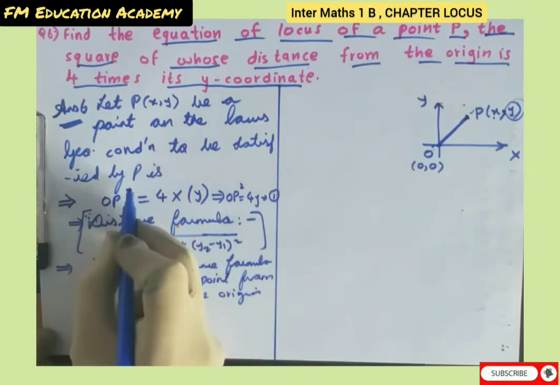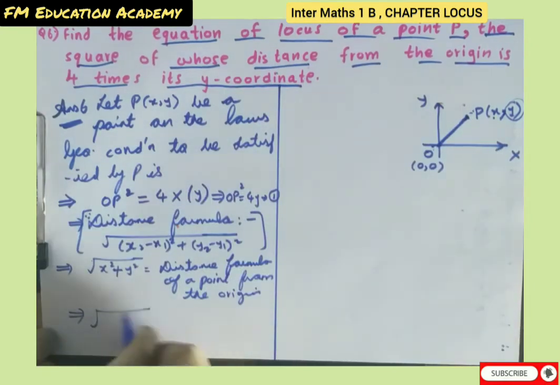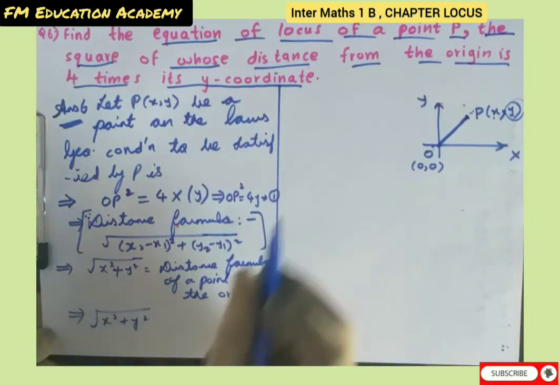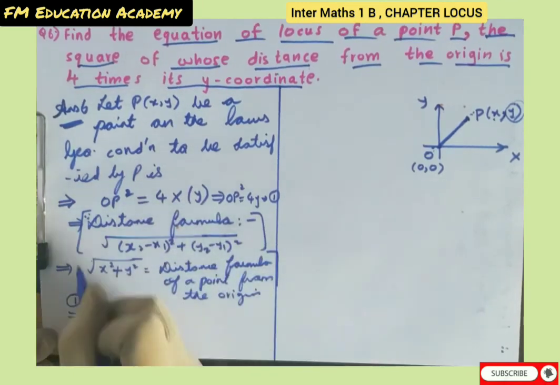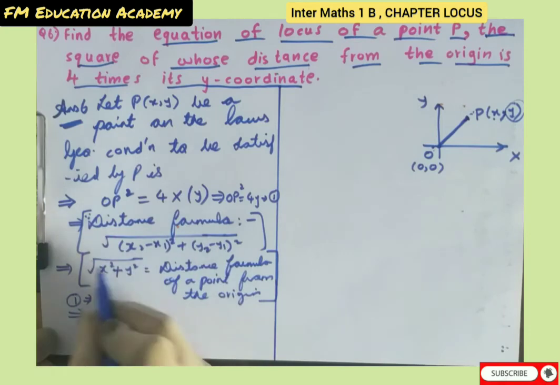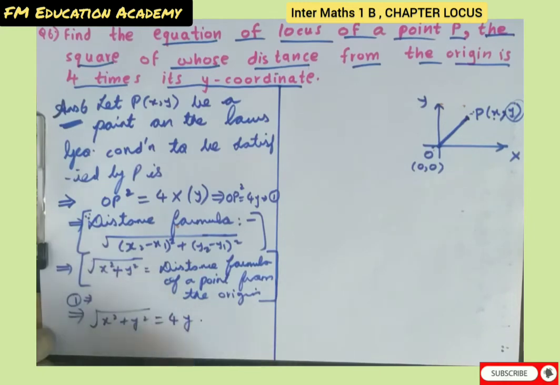So directly in place of OP square, because this is the distance of the point from the origin, we'll take root x square plus y square in equation 1. Equation 1 implies this whole is in a bracket, because this is also a formula, is equal to 4 times its y coordinate, 4y, and it is telling square. Now already it's squared, so root and square will get cancelled. We don't need to square on this side.